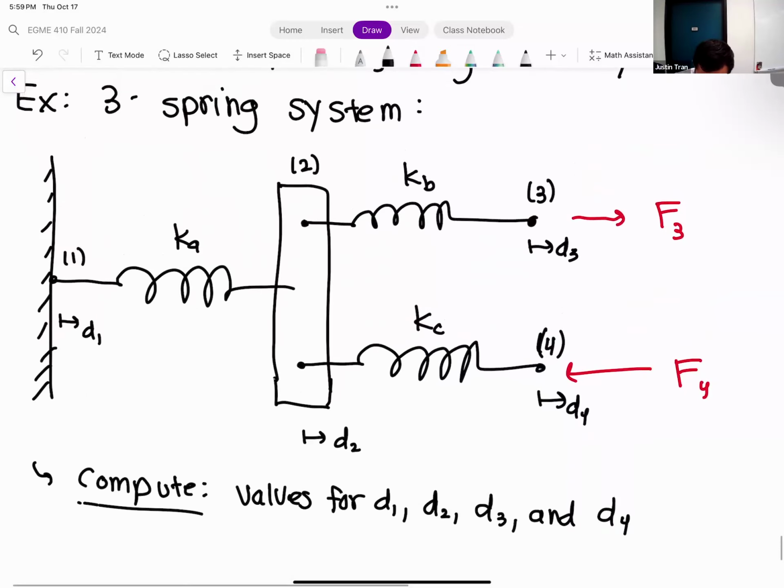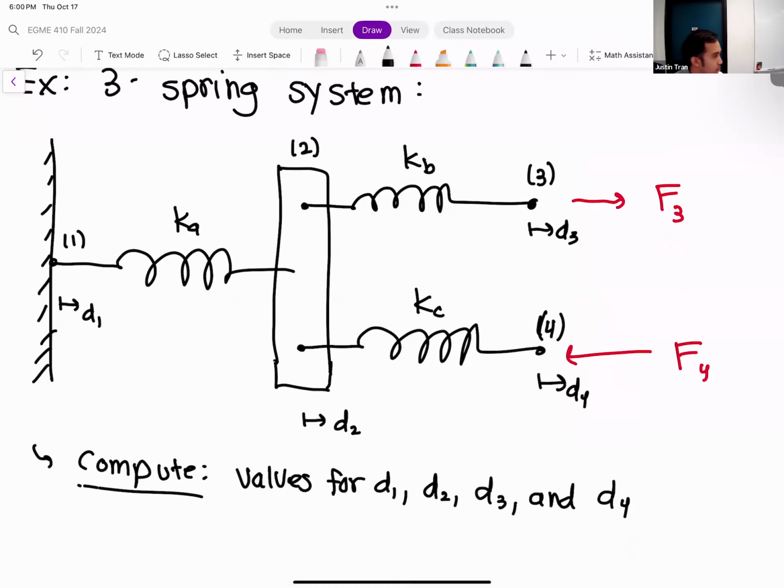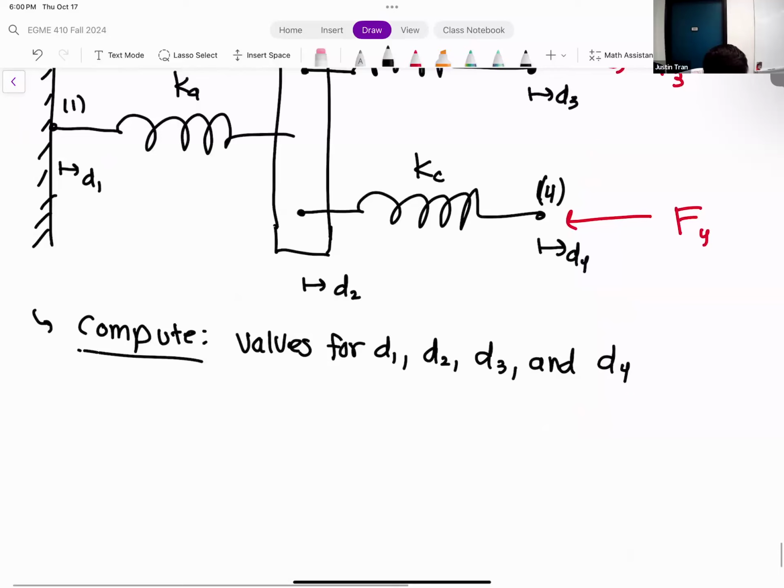Everyone good with the figure here? I'm going to write down the numbers for the parameters. All right, so parameter values. We have our 3 spring constants. We have Ka. Ka is going to be 500 newtons per meter.